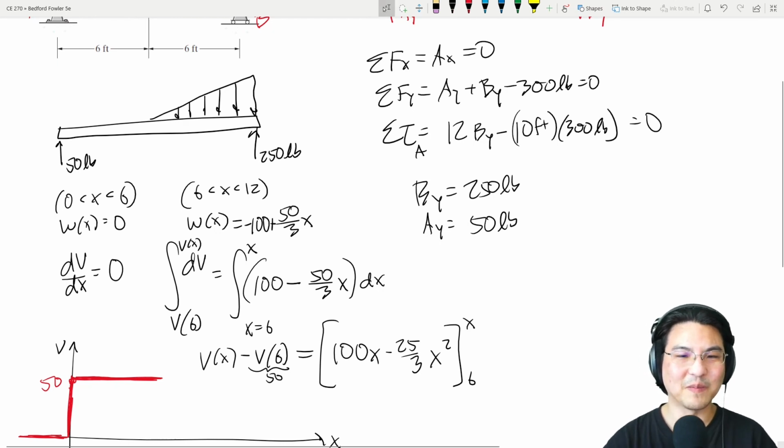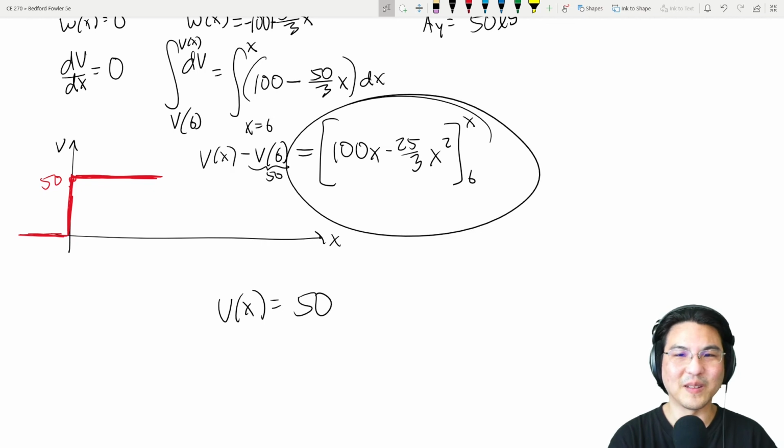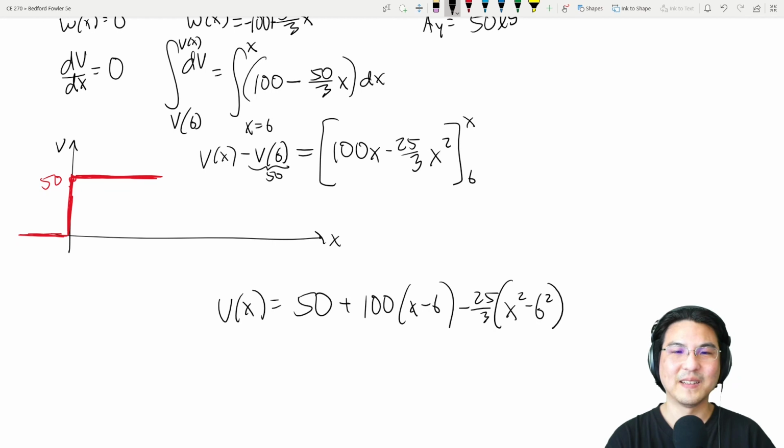Okay, so let me maybe write that nicer. V of x, so this I'll move to the other side of the equation, 50. And then I'll just evaluate this. 100 times (x minus 6) minus 25 over 3 times (x squared minus 6 squared). We could simplify that more, but how about I just leave it like that for now?